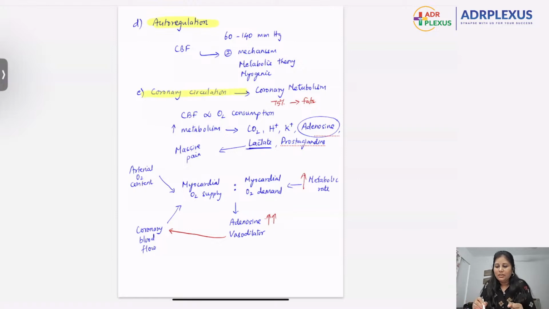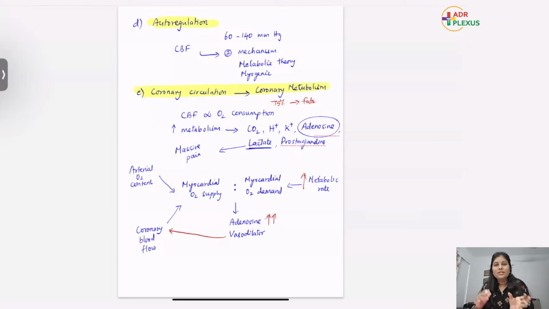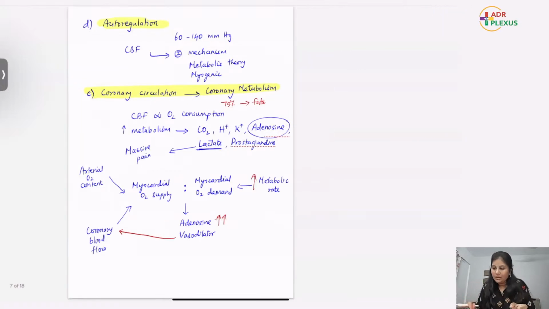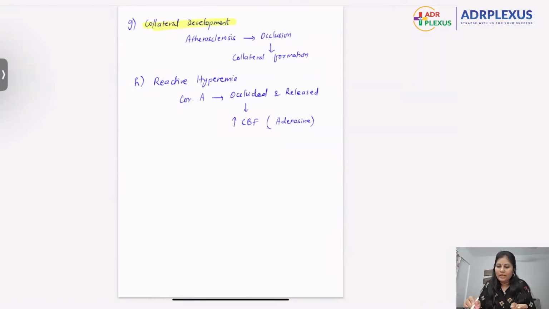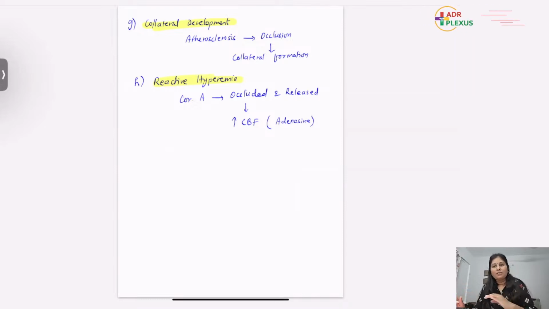And the next very important feature that you should never miss is how coronary circulation is coupled with that of the coronary metabolism. Okay, then the neural factors regulating the coronary circulation, then the collateral development and reactive hyperemia. Okay, if you have completed all these points, then it is beautiful. You will get the complete 5 full marks. At least if you can write 6 or 5 points, it's more than enough.